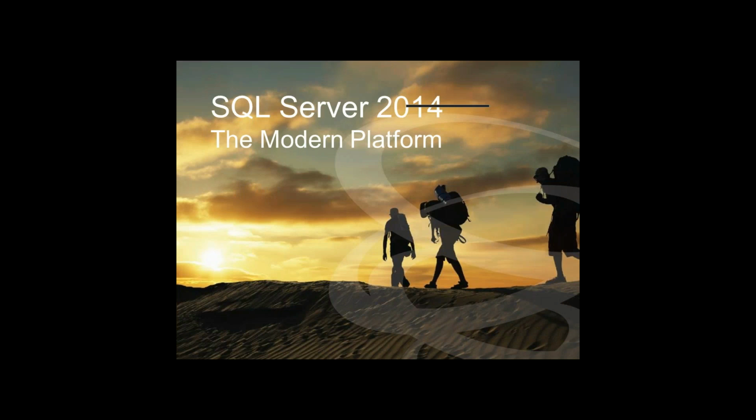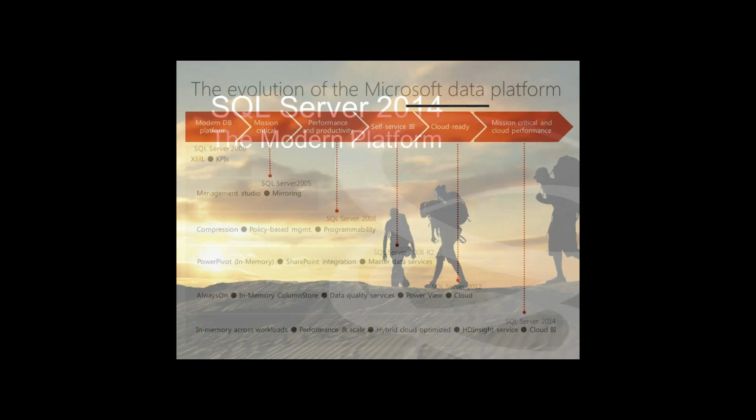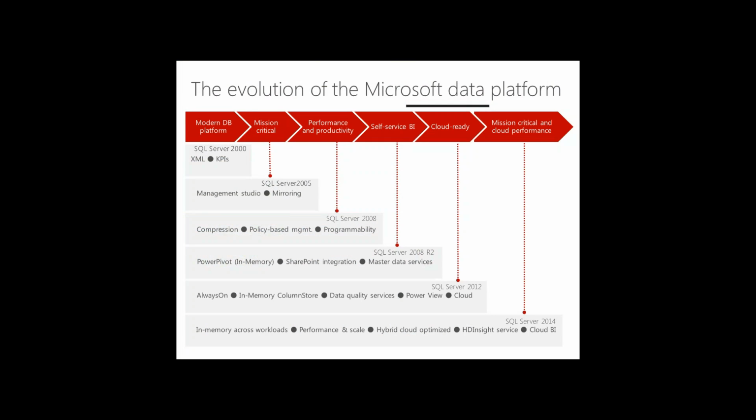So we're going to talk now a little bit about the flagship product, which is SQL Server 2014, and we're going to talk about two of the main additions. There is a third one called Business Intelligence, but we're going to first off talk about the evolution of the data platform. So looking back into SQL 2000, right at the top left of your screen there, tagged as the modern database platform, we brought in XML and KPIs as capabilities that didn't exist before in the SQL Server 7 version.